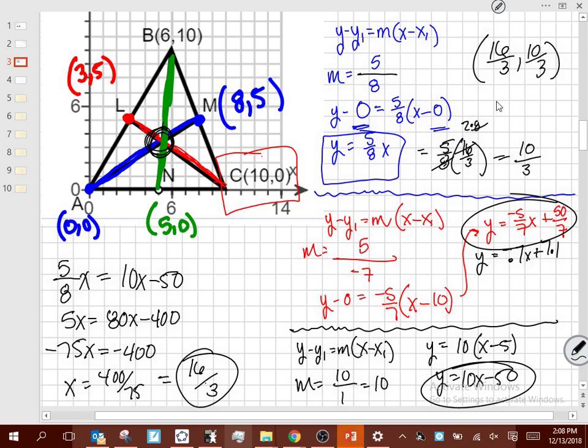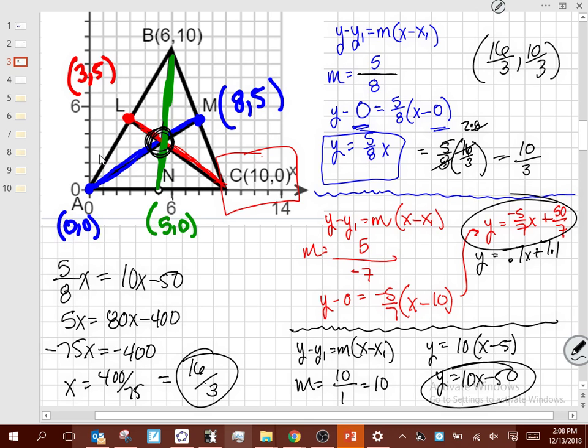16 thirds is 5 1/3. Does that look like it's an x value? So 6 is that x value right there. Does that point look just to the left of it? 5 1/3. 10 over 3 is 3 1/3. Okay, if I go over on the y, it's just above 3 on my y-axis, right? So it looks right, okay? So that is the centroid of that triangle using that technique.